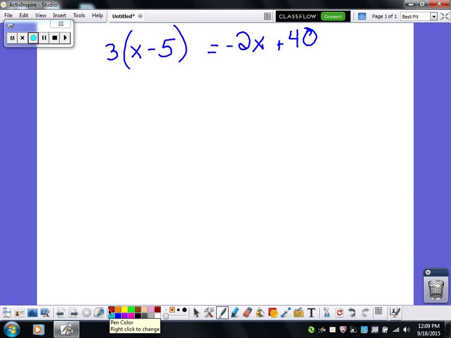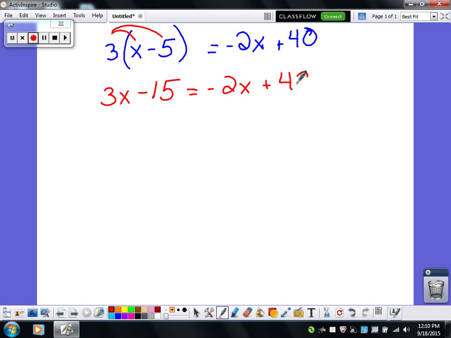What do I do first in this one? Distribute. Right. I'm going to distribute what? The 3. I distribute the 3 to the x, and then what do I distribute the 3 to? The negative 5. 3 times x is 3x, and then 3 times negative 5 is what? Negative 15. Bring down the equal sign. Negative 2x plus 40.